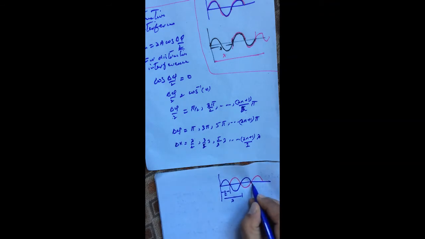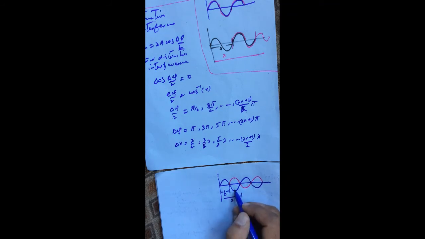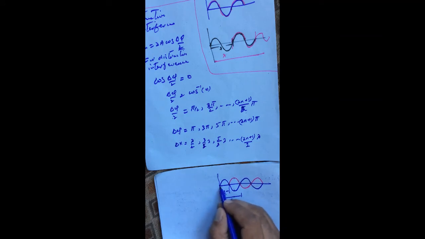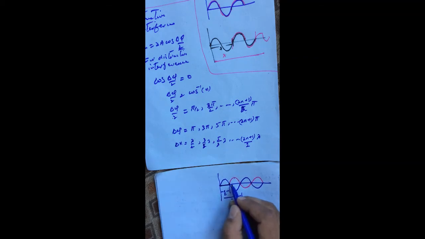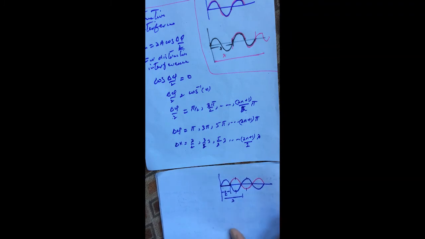So again, if we look here, trough and crest and trough fall on each other. So this will give us destructive interference because the path difference is now lambda divided by 2. Their path difference is lambda divided by 2 because this starts lambda divided by 2 first, then this one. So the second wave starts from this point. If the path difference is lambda divided by 2, then crest falls on trough, crest falls on trough. So this will give us destructive interference.